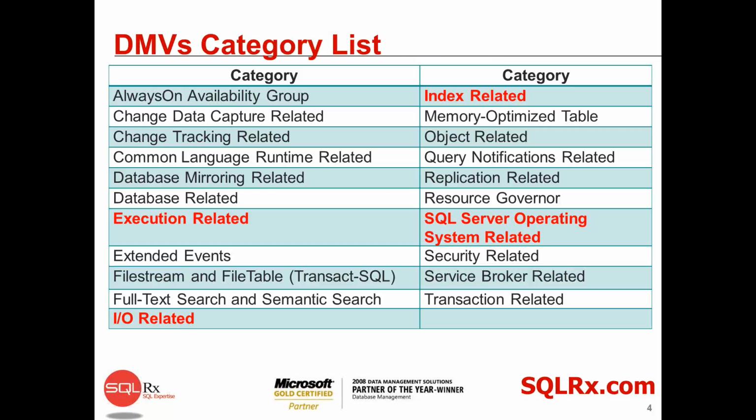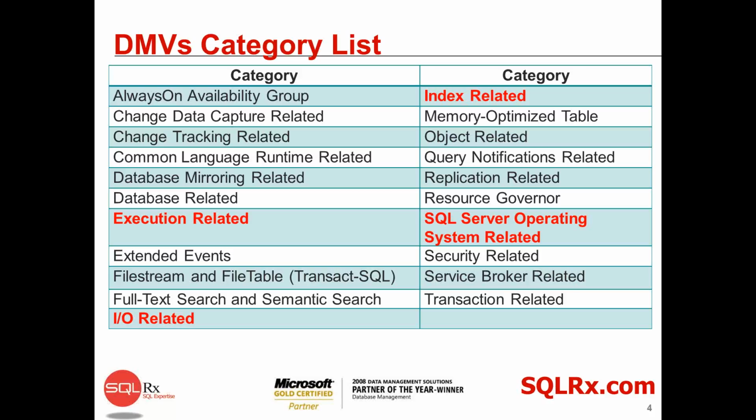Some of the DMV and DMF categories are shown here in this list. The ones that we're probably most interested in most often are the ones that are index-related, OS-related, execution-related, and IO-related. As you can see, there are many others, especially if you're doing mirroring or something of that nature. You want to become familiar with those, but for most people, these are the ones that they will look at all the time, and they're very handy.